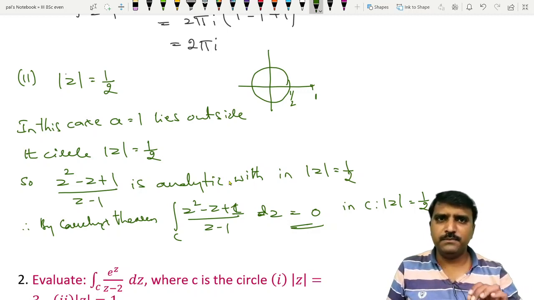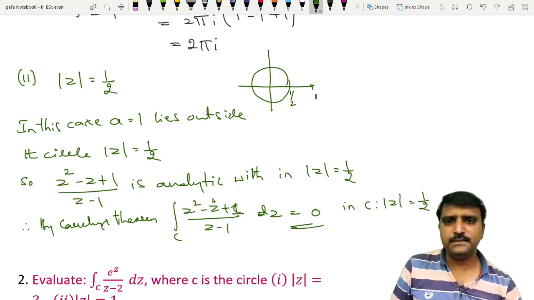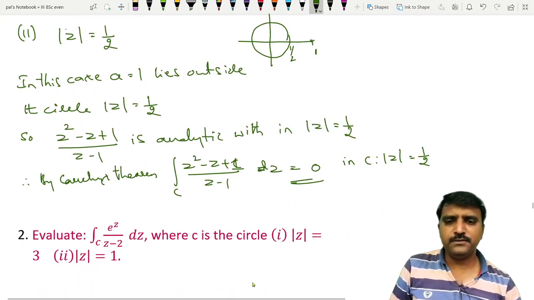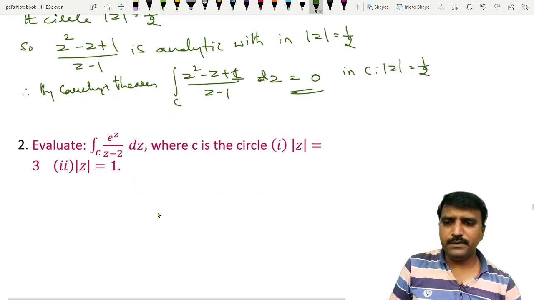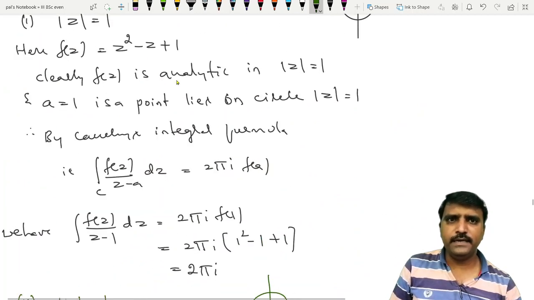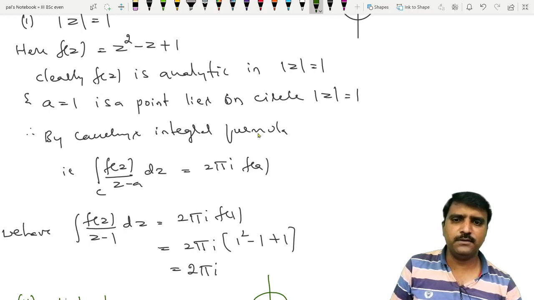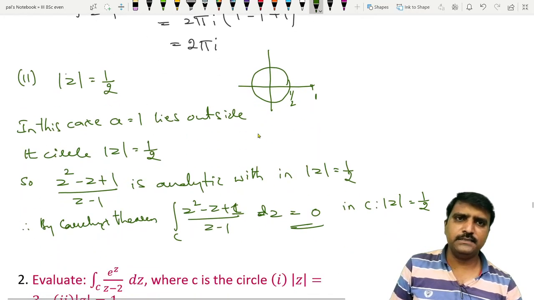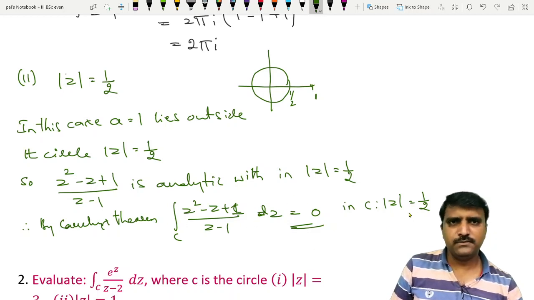Remember this point, this is a very good example, because in coming problems we will see many cases of this type. If the point a lies inside the region, then you use Cauchy's integral formula. If it lies outside the region, then you use Cauchy's integral theorem. According to Cauchy's integral theorem, its value is equal to 0.